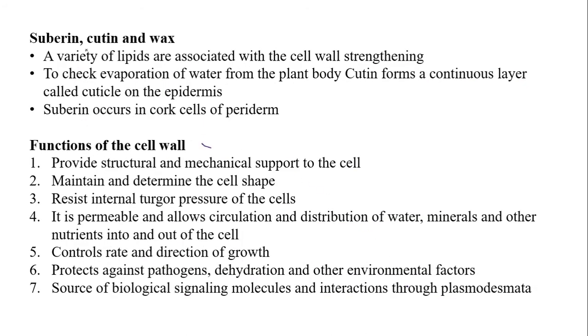Other substances are suberin, cutin, and wax. A variety of lipids are associated with the cell wall. They are responsible for strengthening of the cell wall. To check evaporation from the plant, cutin forms a continuous layer. It is seen as the cuticle on the epidermis of most of the young parts of the plant body. Suberin occurs in the cork tissue, as cork cells in the periderm.